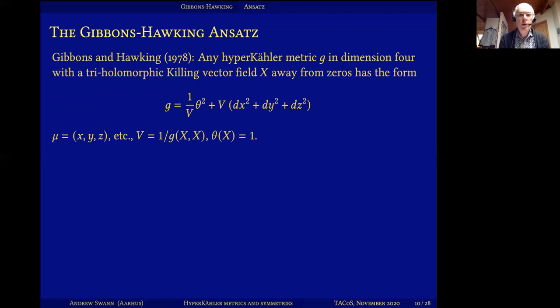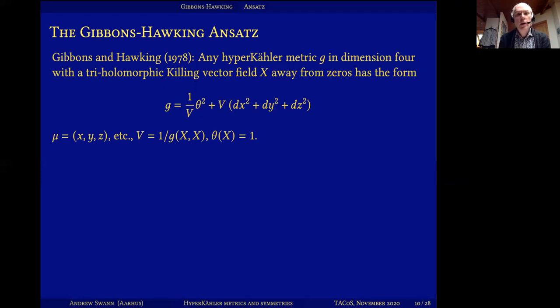So if you want to start getting examples, then one simple thing is to assume you have a symmetry. And if you have a single symmetry, then the metric can always be written in the following form. Let's say the symmetry is generated by a vector field X. Let's put V to be 1 over the length of X squared. Then there's a dual one form to X, let's call it theta, and normalize it so it becomes a connection one form, so theta on X is 1.